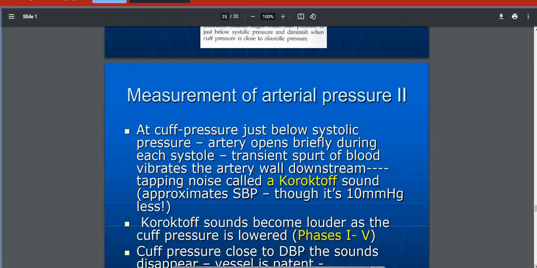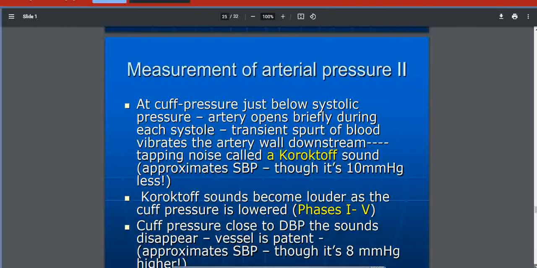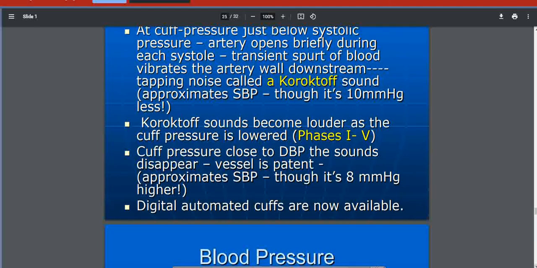In the measurement of arterial pressure, we can also use cuff pressure just below systolic, and that is what I've just said here. You can as well read that one if it is necessary.